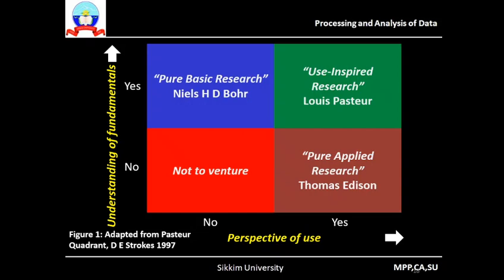In this magic quadrant, you'll find the fourth quadrant where both the aspects are absent. As a researcher, it is very much important for all of us to not venture into this quadrant while initiating a research problem.